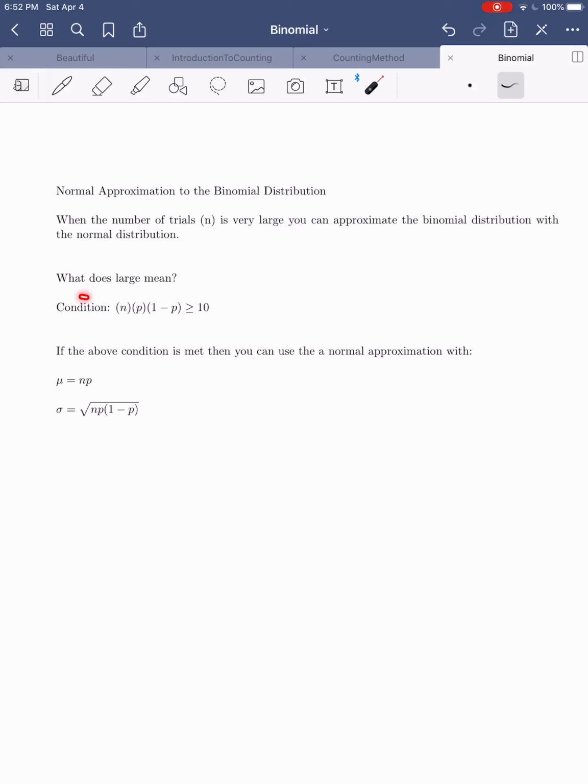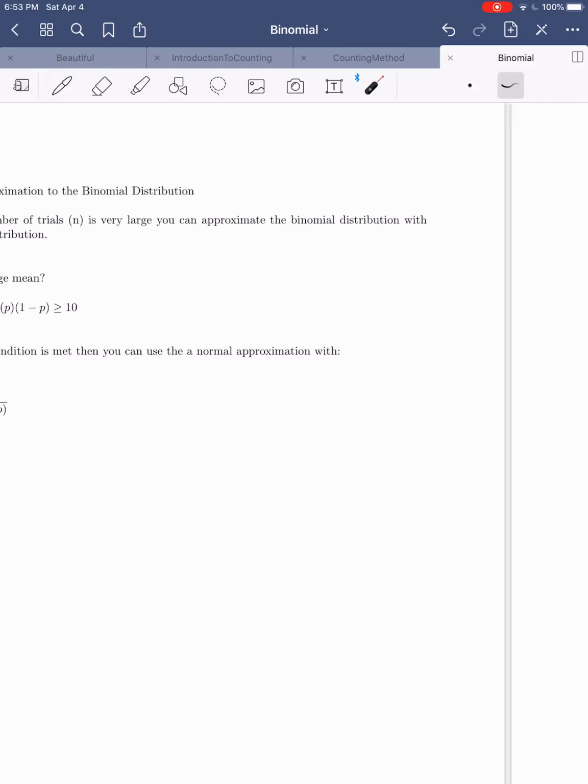All right, if this condition is satisfied, if n times p times 1 minus p is greater than or equal to 10, then you can use a normal approximation. And remember, when you approximate things with a normal, you need to know their mean and standard deviation. Well, the mean will be n times p, and the standard deviation will be the square root of n times p times 1 minus p. So let's go ahead and take a look at an example of using this normal approximation.